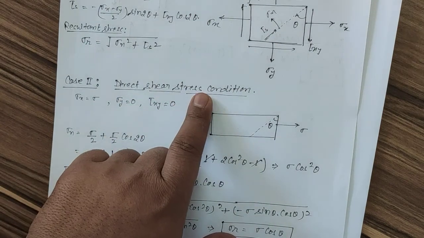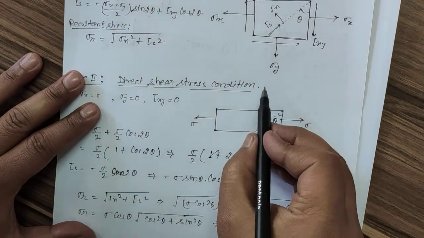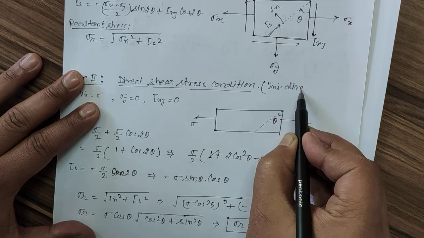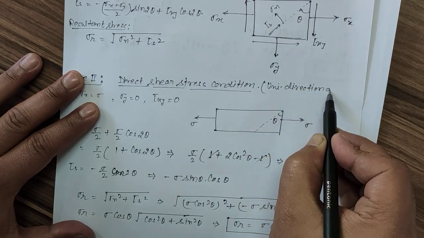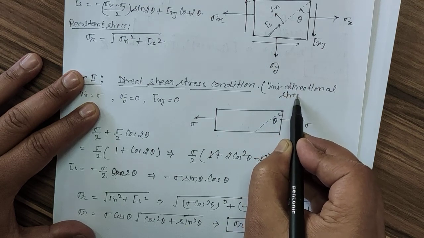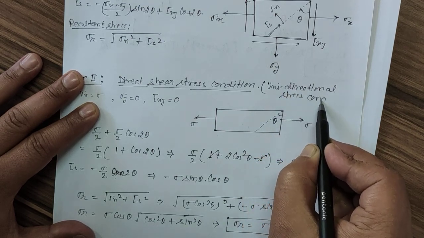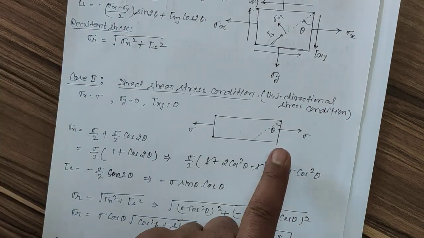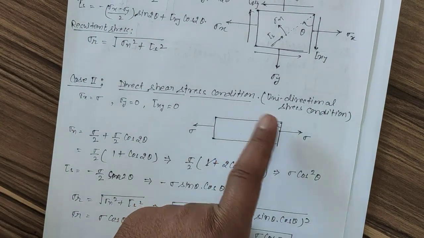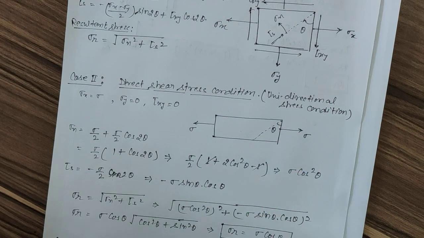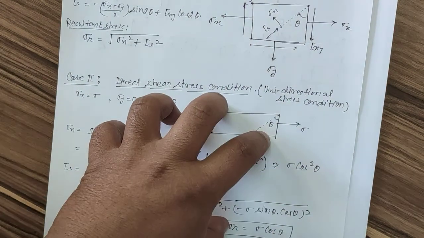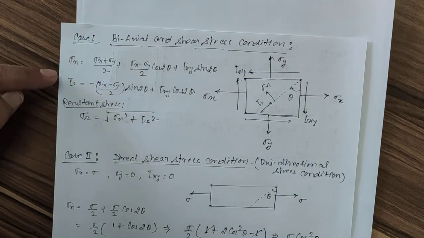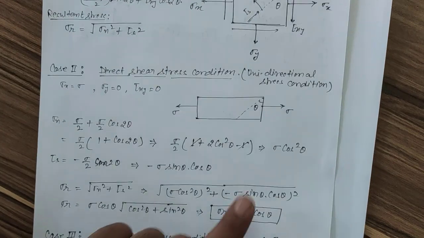The condition is direct shear stress, or we can write unidirectional stress condition. Unidirectional means only in one direction. Sigma x is equal to sigma, sigma y equal to 0, and tau xy equal to 0. By putting conditions on our generalized case, we can calculate sigma n and tau s on a particular plane.